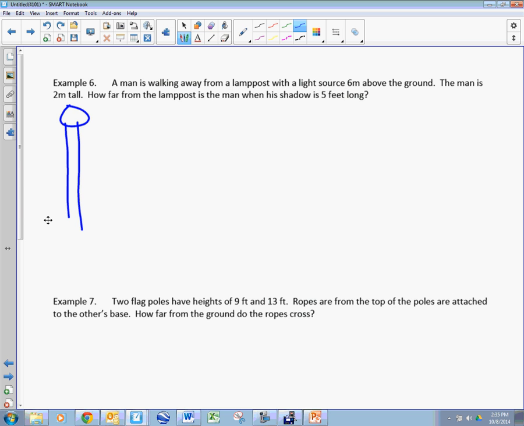A man walking away from a lamppost. We are going to snapshot the problem in time. He's 2 meters. The light is 6 meters. Okay? I accidentally wrote feet instead of meters here. And I left out an important part to the problem.